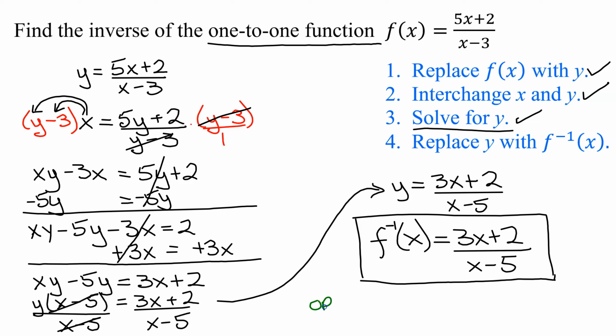One last thing I'd like to point out is if we'd collected our y's on the right-hand side at this step, you'd have got an equivalent answer, but it would definitely look different. It would have been negative 3x minus 2 all divided by 5 minus x. But both of these are totally correct answers. I think you can see if you take this answer here and multiply numerator and denominator by negative 1, you will get the answer that we got by collecting the y terms on the left-hand side.